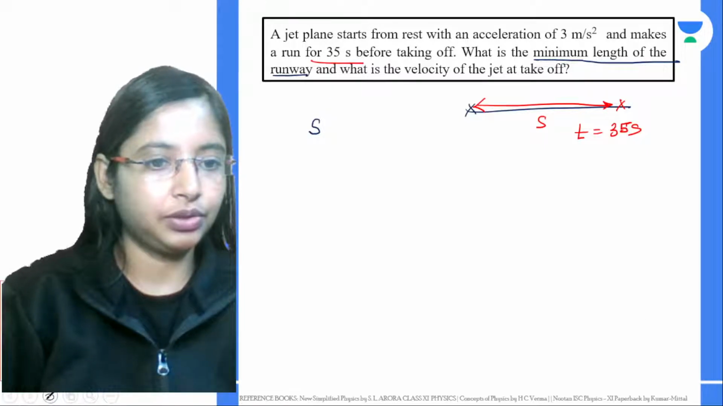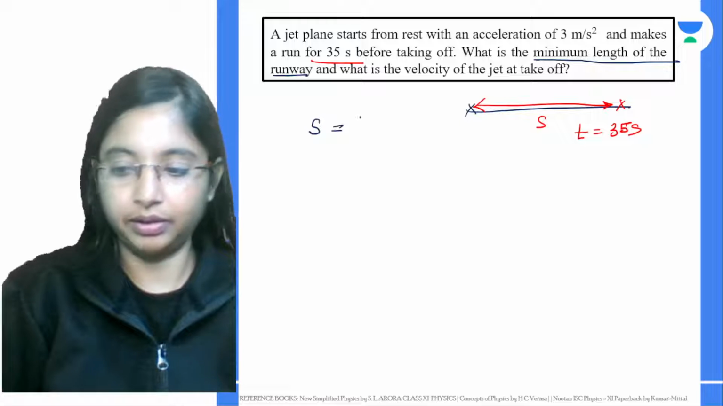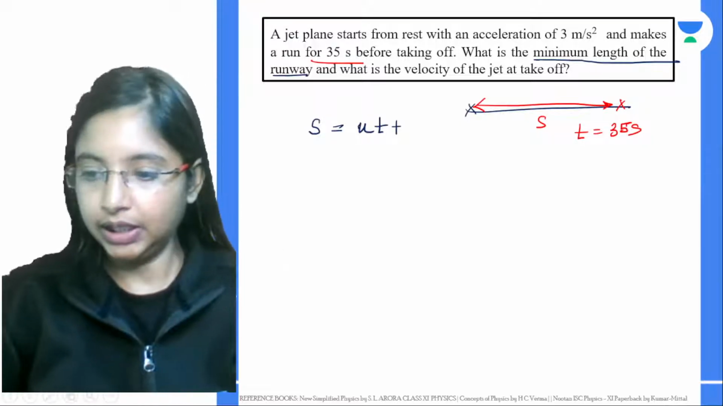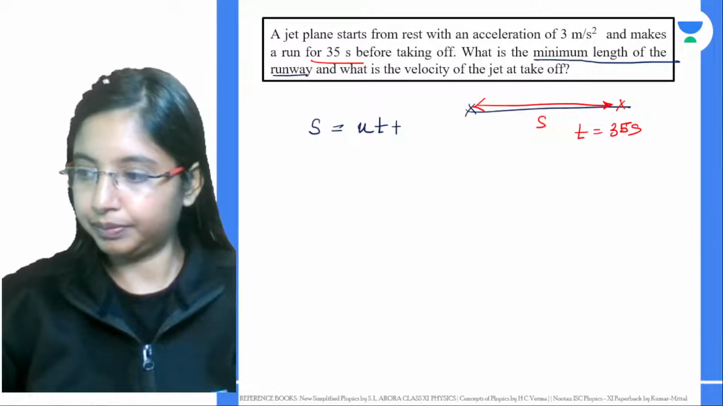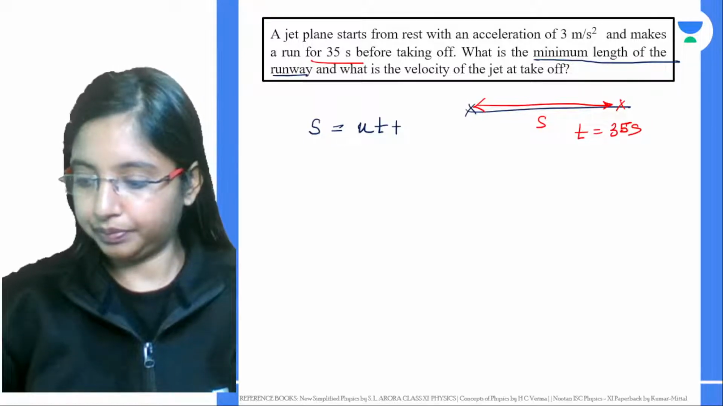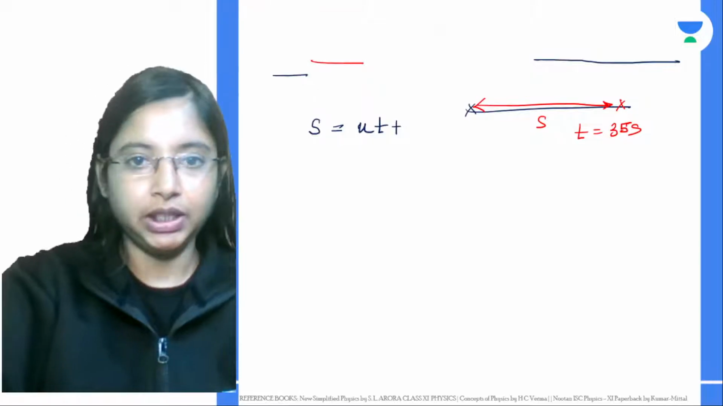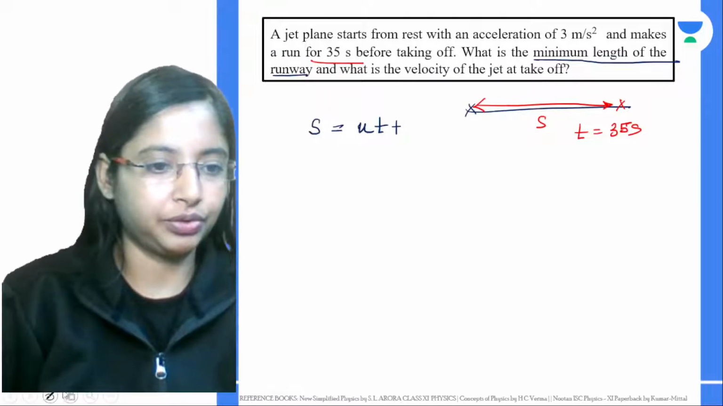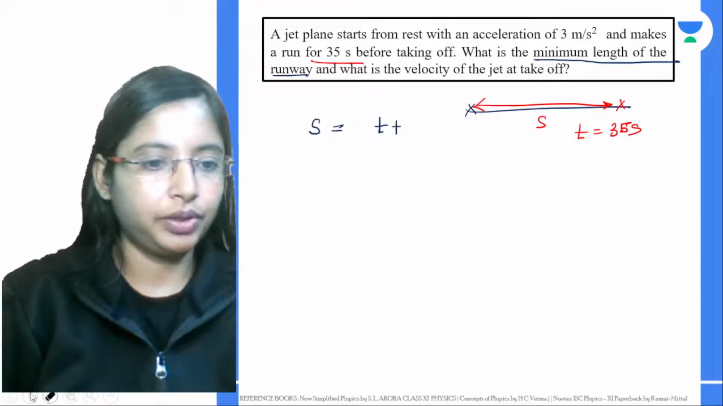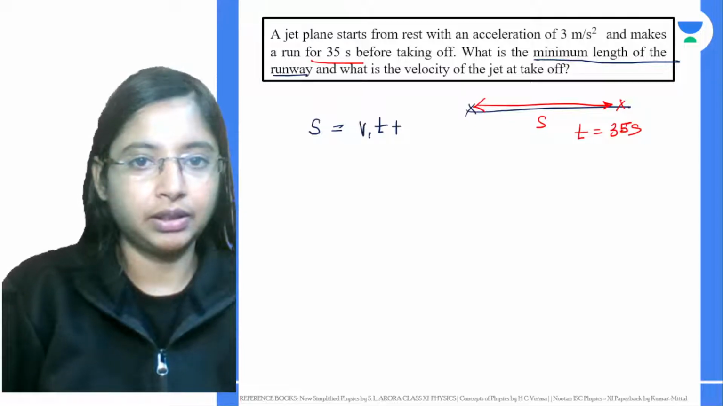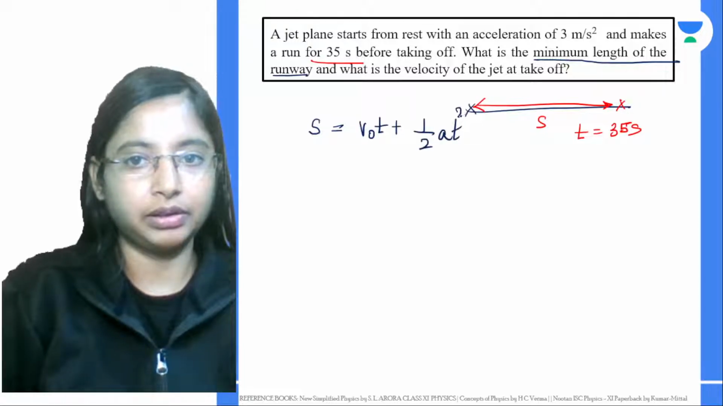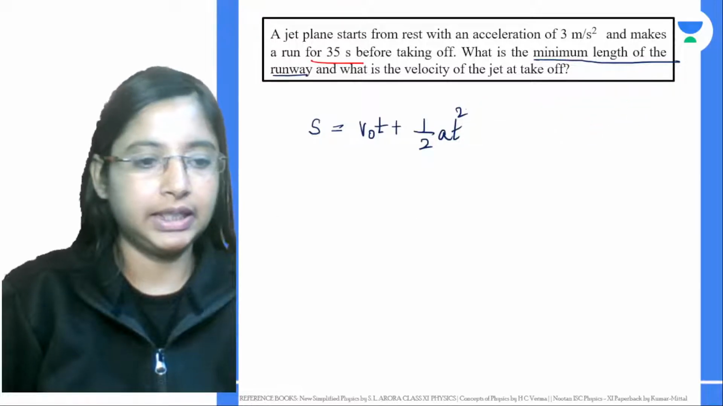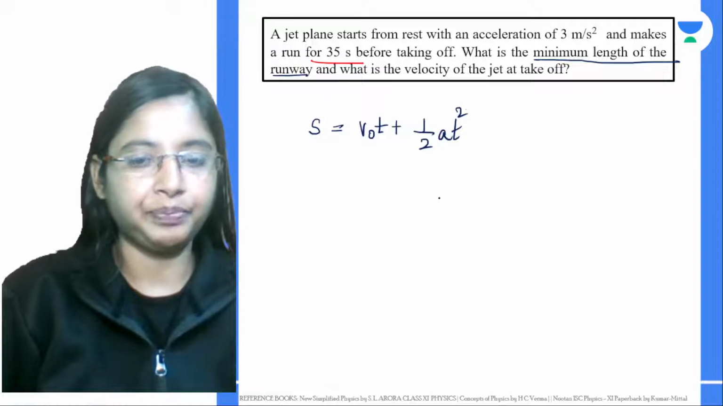So distance time relation, what is the relation over here for distance and time? We know S is equal to UT. Actually here we would have taken V0 T, some books take it as UT, so we can take it as V0 as well. Here we know S is equal to V0 T plus half AT square. We want to find the displacement. Before the plane could take off, what was the distance it covered? That is what we want to find.